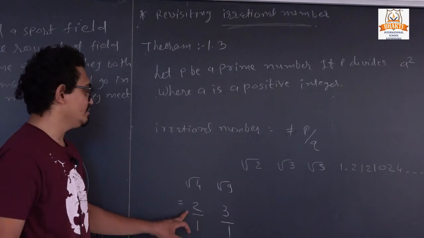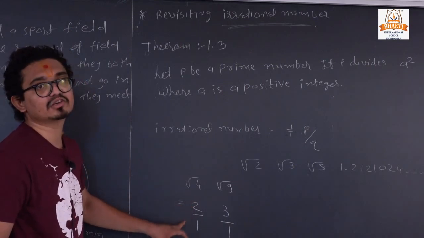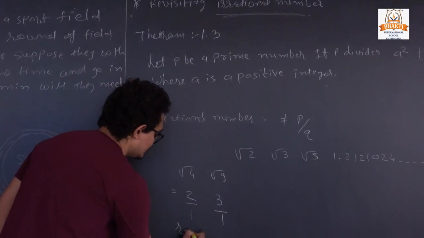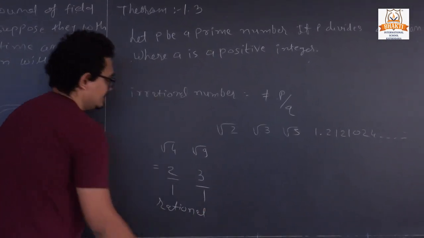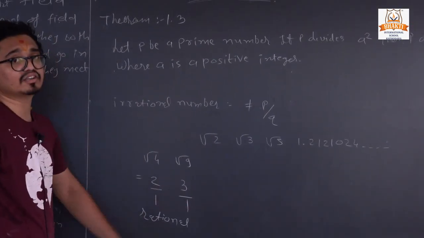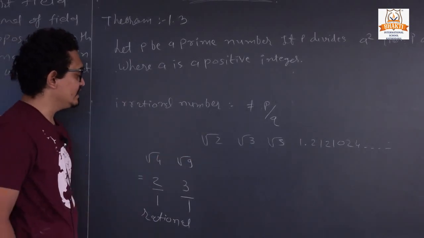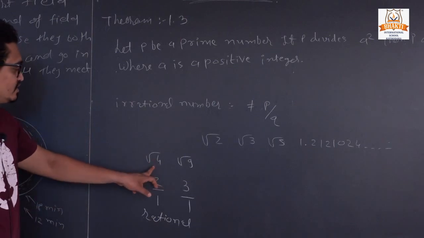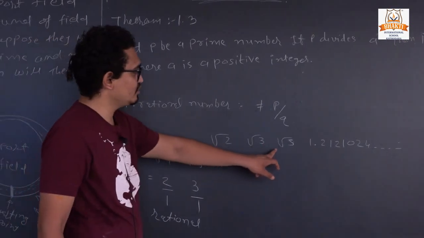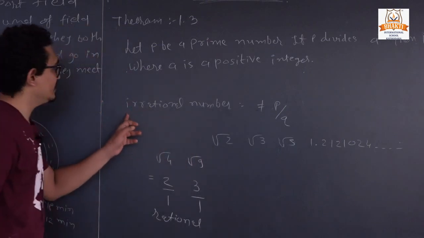The answer does not change. But what happens if we take the square root? We can convert that number into p by q form. So this is not an irrational number. It is a rational number, because we can convert that number into p by q form. From these two, we can clearly say that if we can take the square root of a term, we can convert that number into rational form. And if we cannot take the square root, like root 2, root 3, root 5, it means it is which kind of number?